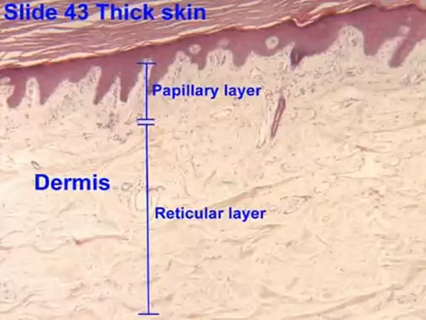Time to talk about the dermis. We just finished talking about the epidermis, the layers of the epidermis and the cells in the epidermis, and now we're going to talk about the dermis, which lies deep to the epidermis, and we can see that there are two distinct layers, the papillary layer and the reticular layer.